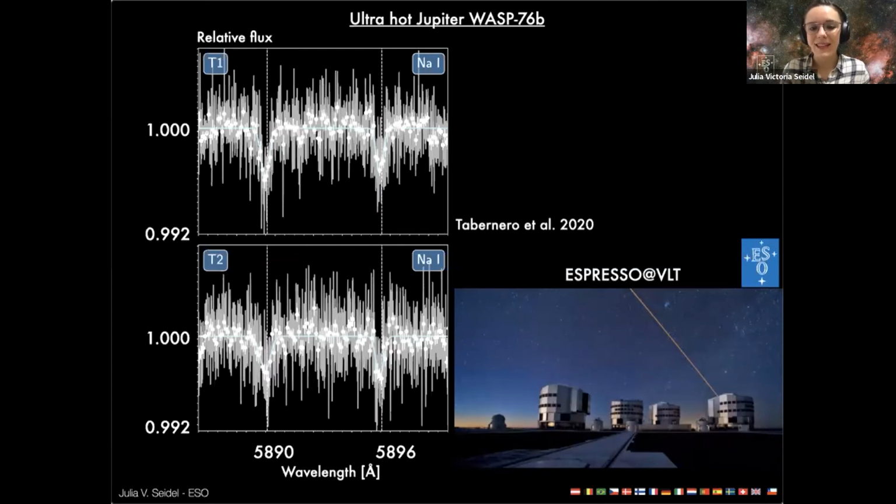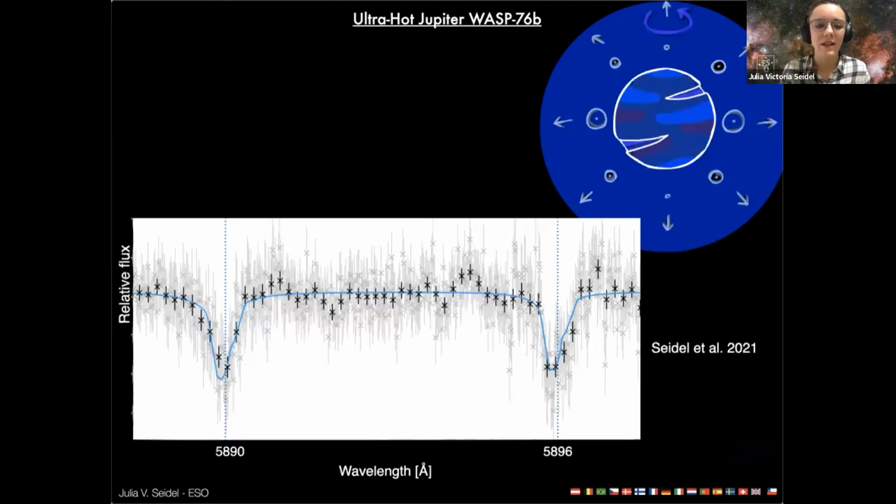And also the VLT has an 8 meter mirror compared to the 3.6 meter mirror where HARPS is installed. So the precision of these two data sets is really just outstanding. So that obviously tickled my imagination immediately. And I combined the 3 nights that we obtained with HARPS with the 2 nights that were obtained in Tabernero et al. And I created an extremely precise sodium doublet. Like, I think this is the prettiest data set I've seen in a long time.